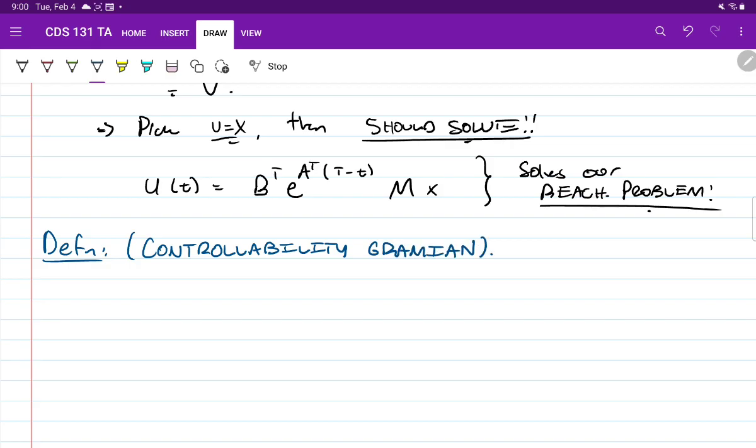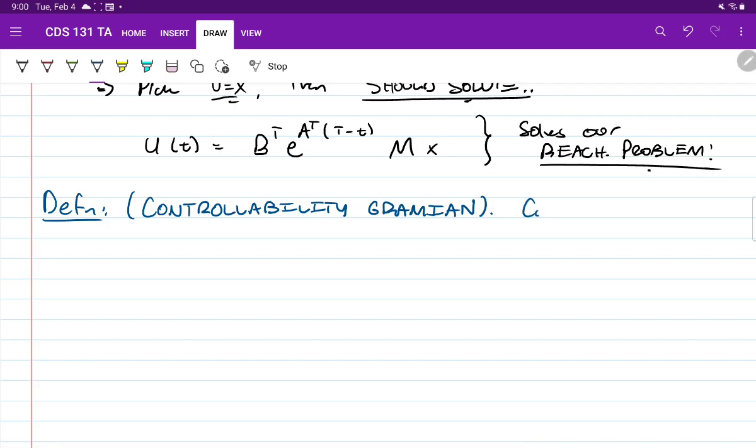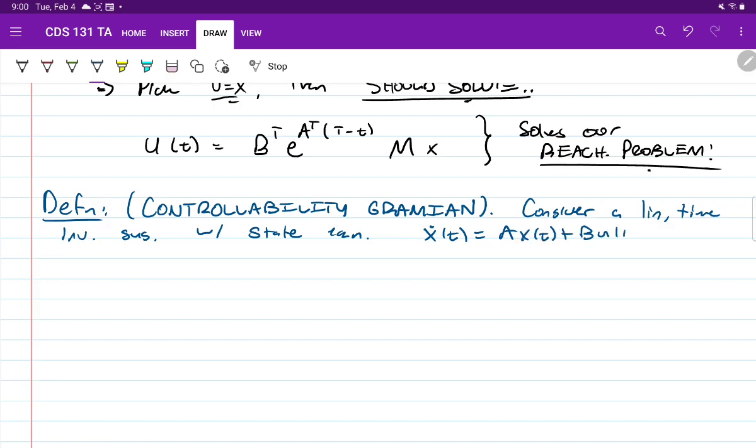Okay, so what's the setup here? Well, we have a linear time invariant system. So I'll say, consider a linear time invariant system with state equation x dot of t equals a x of t plus b times u of t. So this system is defined by this pair a and b.